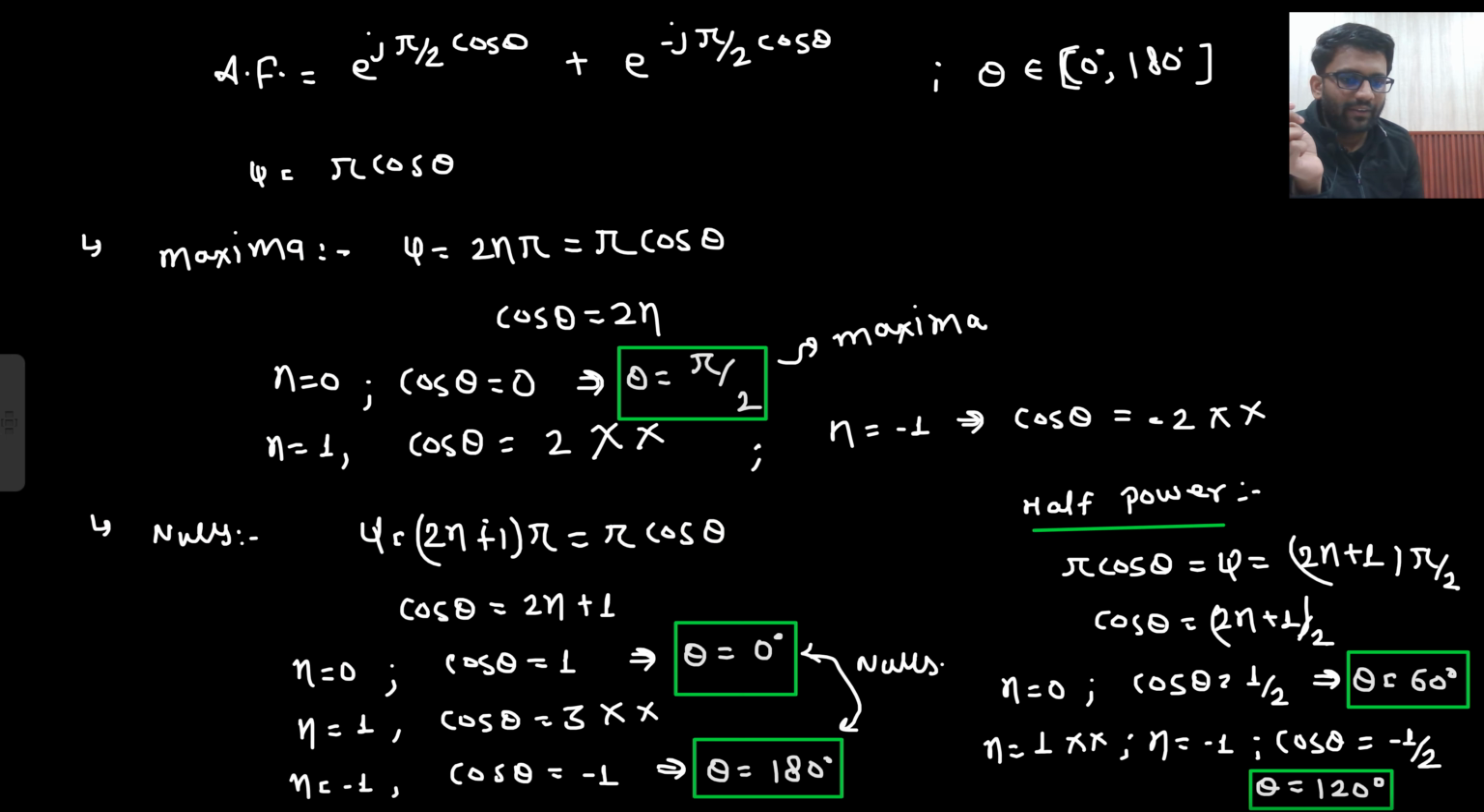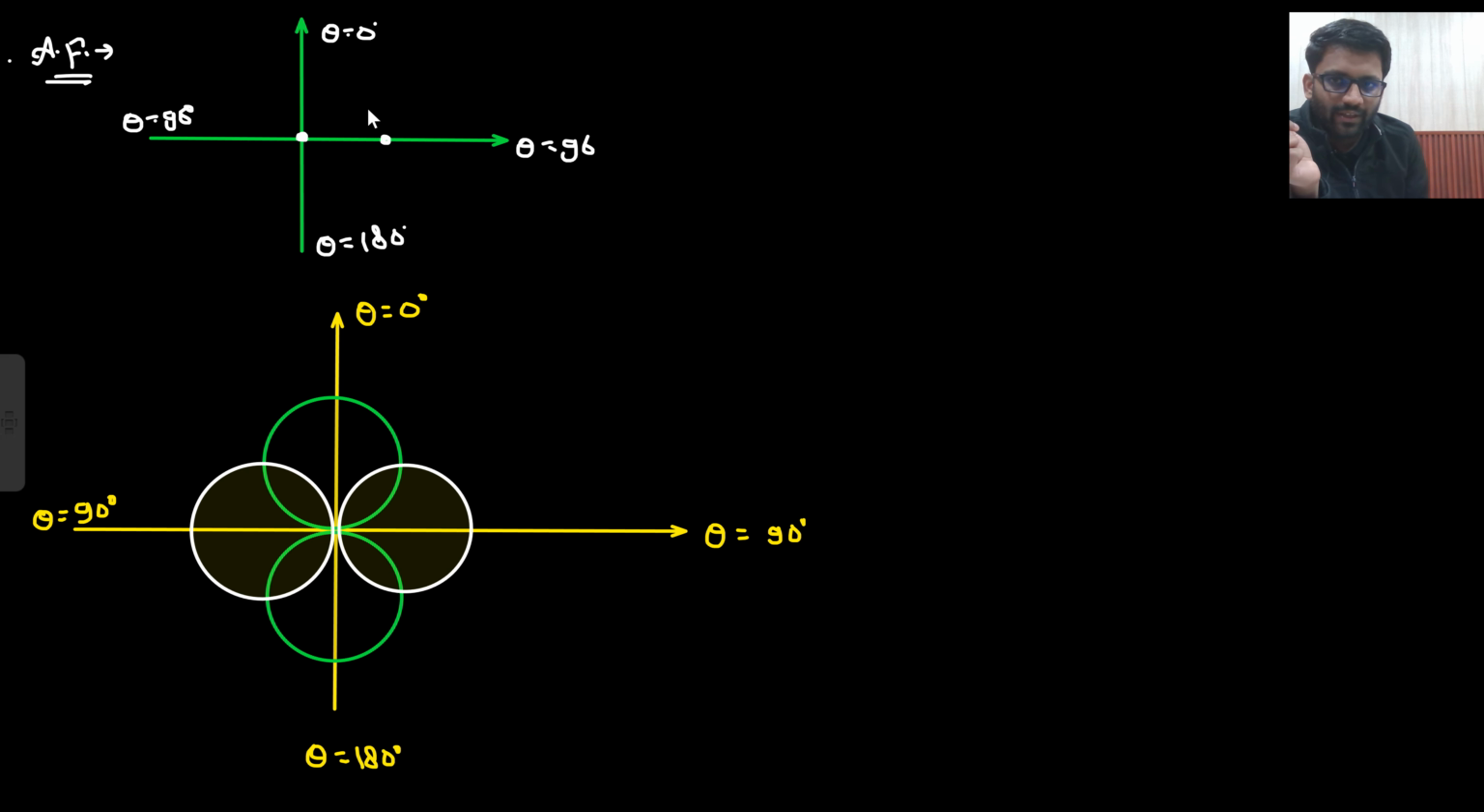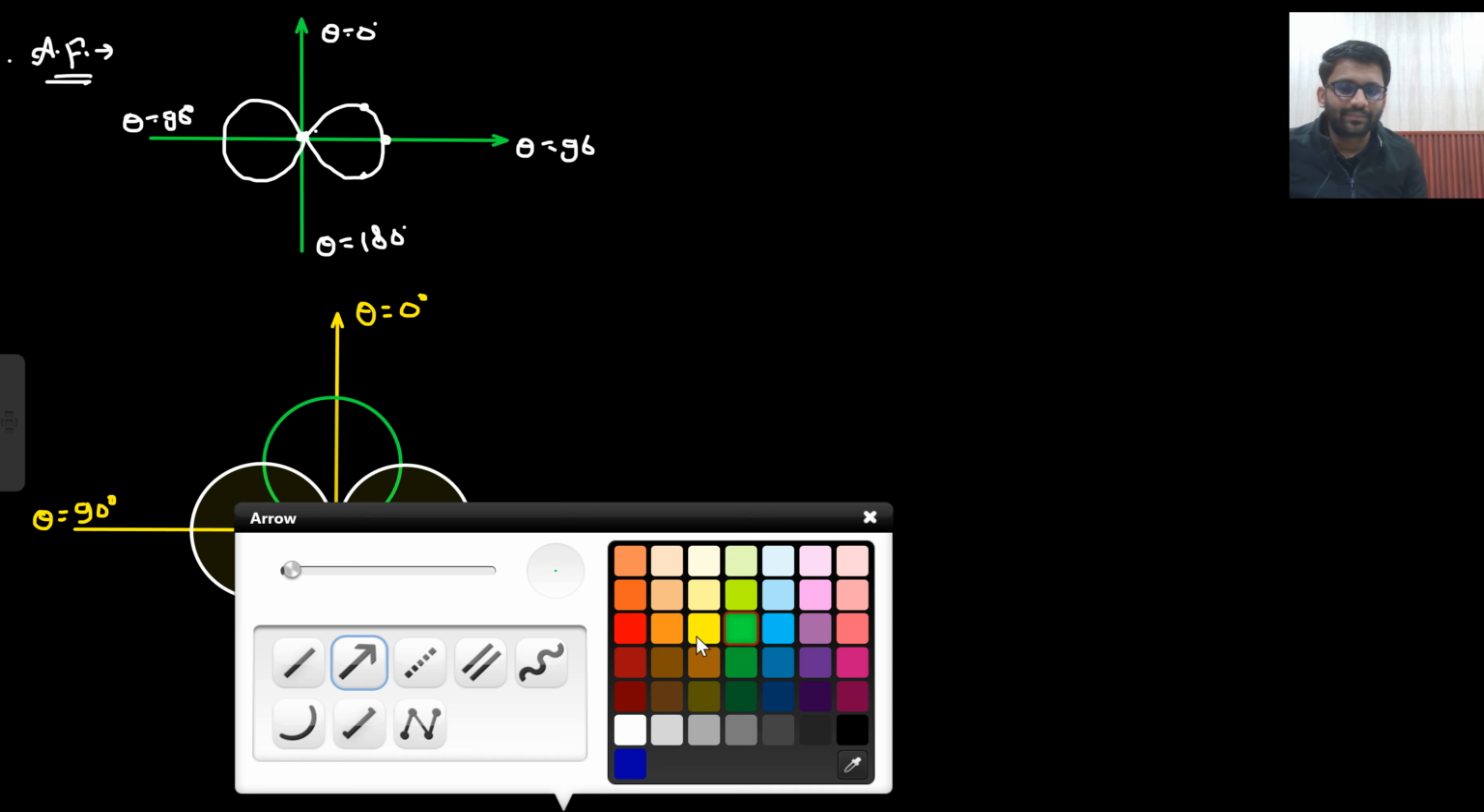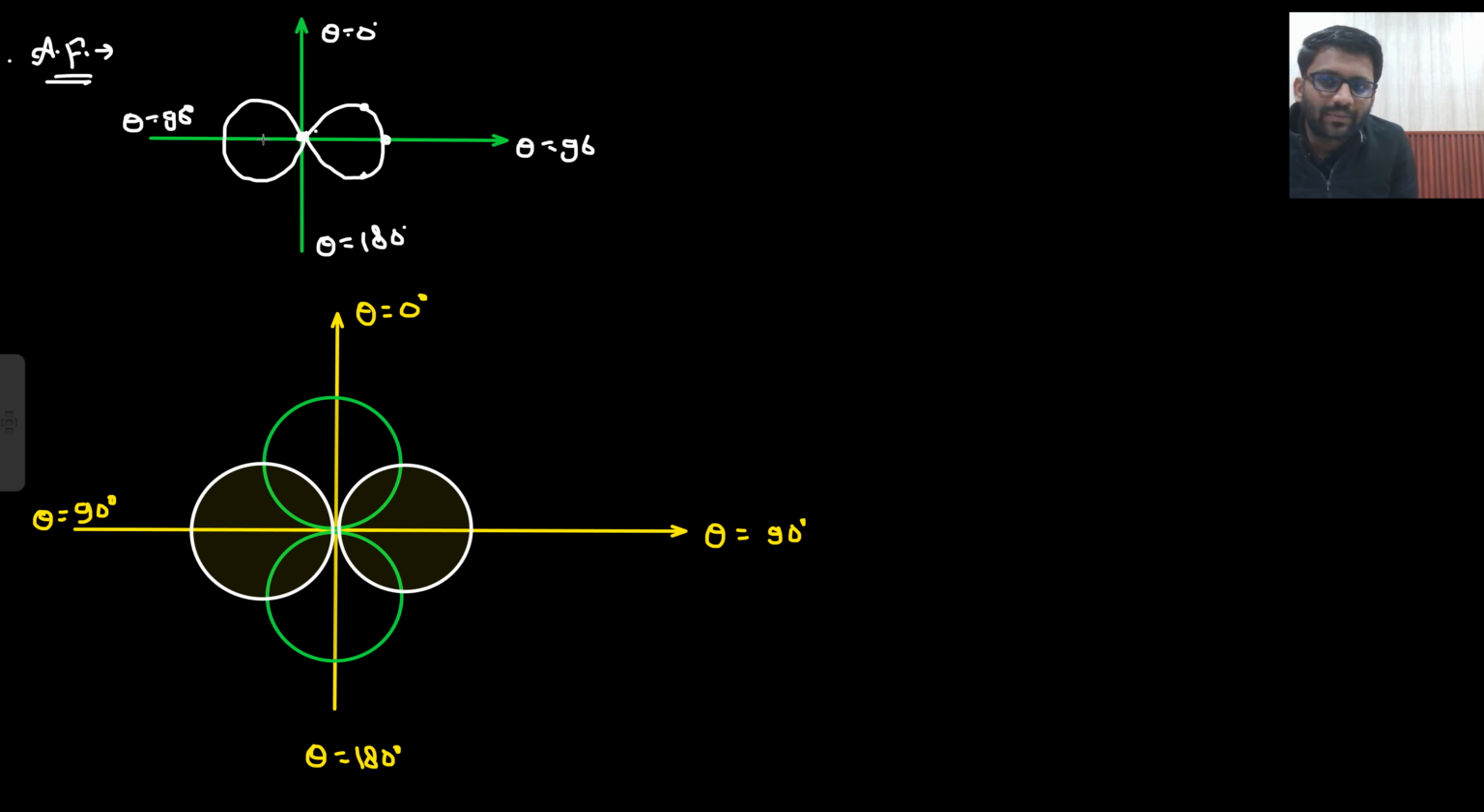At 60 degree, you are having the half power. So at 60 degree, you are having E naught by 1 by under root 2. And here also 1 by under root 2. So whatever the pattern you get here, something like this, the same pattern you will be getting here as well. Something like this. So this is the pattern. And how is your antenna placed? This is how the antenna is placed.